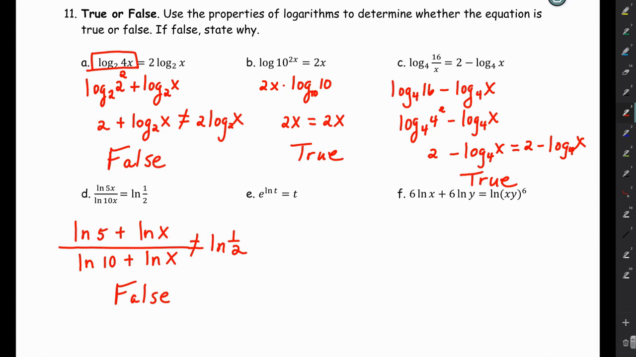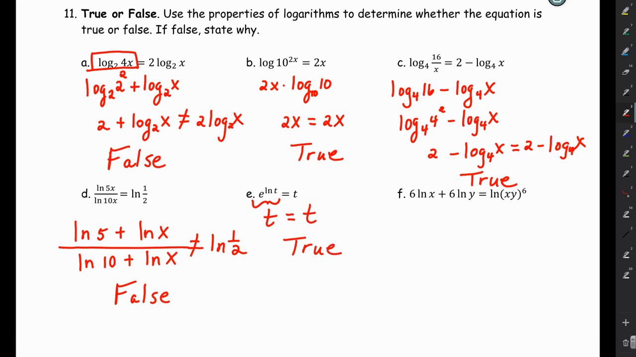Right? One of the properties we looked at above said that if we have e raised to the ln, whatever value is right here is what it's equal to. If you don't know what I'm talking about, go back to the beginning of your notes and look at that. t equals t, so this is true.